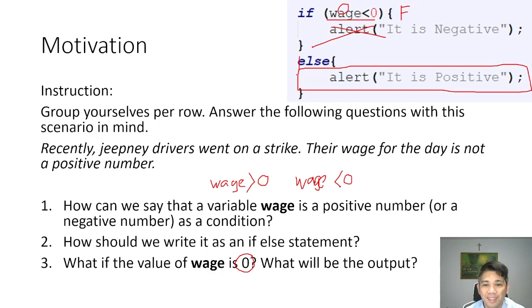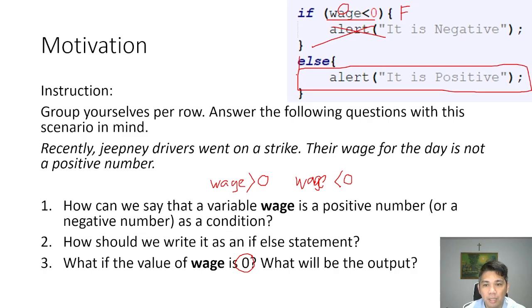Is that correct? Definitely, 0 is not a positive number. It is also not a negative number. 0 has no sign. So I hope you are getting what I'm pointing here. In this type of scenario, wherein we are looking for a positive or a negative and a 0, an if-else statement is not sufficient.